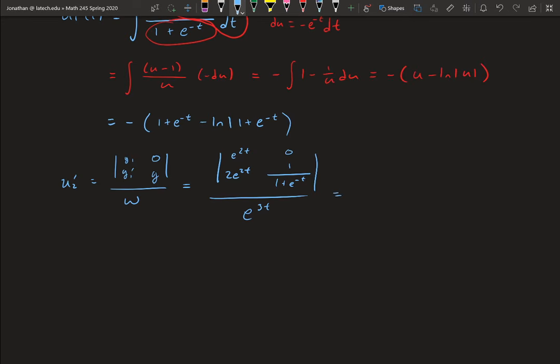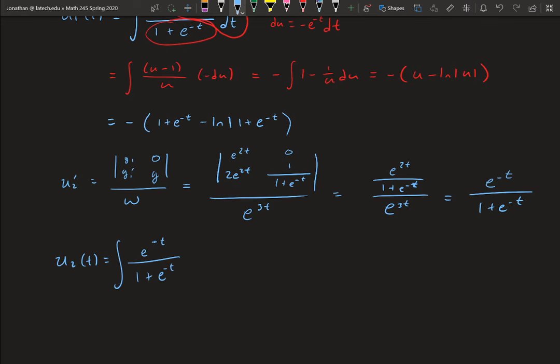That's going to be e to the 2t over 1 plus e to the negative t over e to the 3t. Algebra says we can reduce that to e to the negative t over 1 plus e to the negative t. Integral is going to be a lot easier. u2 is going to be the integral of e to the negative t over 1 plus e to the negative t dt. I'm going to do a u sub again.